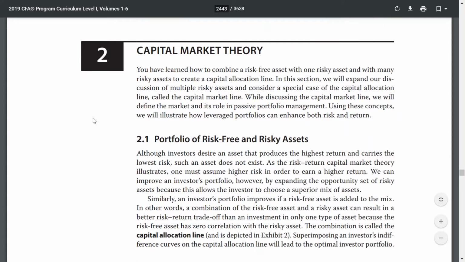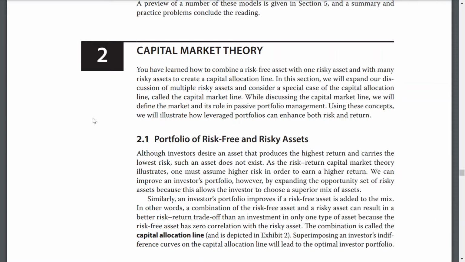Capital market theory. You have learned how to combine a risk-free asset with a risky asset and with many risky assets to create a capital allocation line. In this section, we expand our discussion to multiple risky assets to consider a special case of the capital allocation line called the capital market line. While discussing the capital market line, we will define the market and its role in passive portfolio management. Using those concepts, we will illustrate how leveraged portfolios can enhance both risk and return.